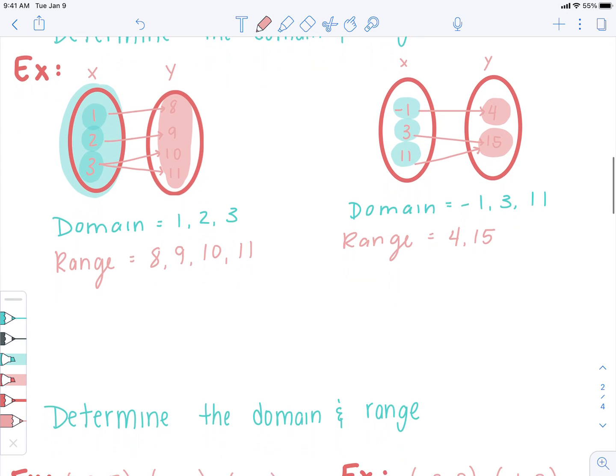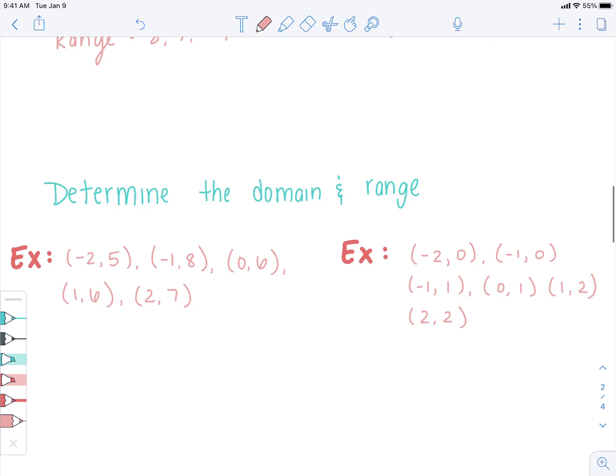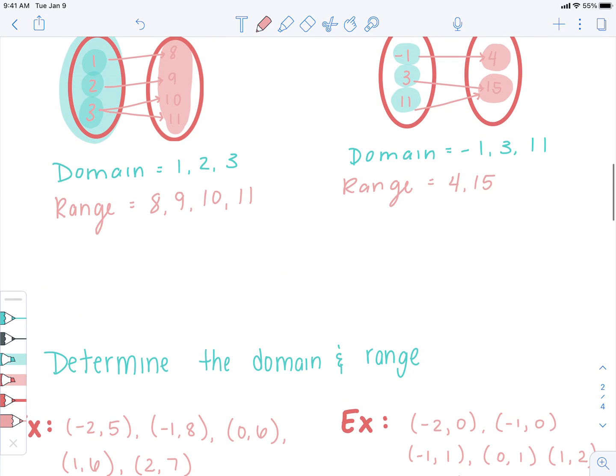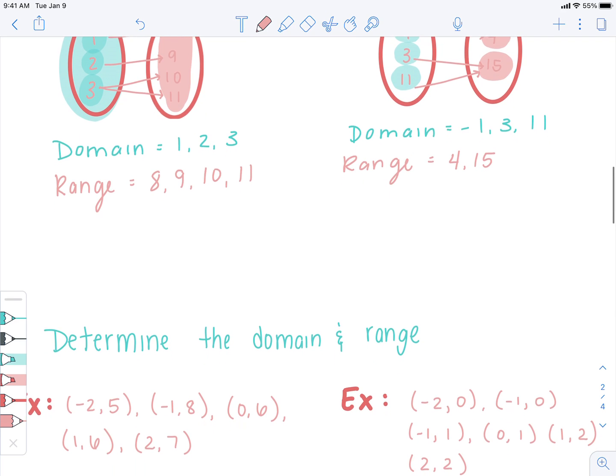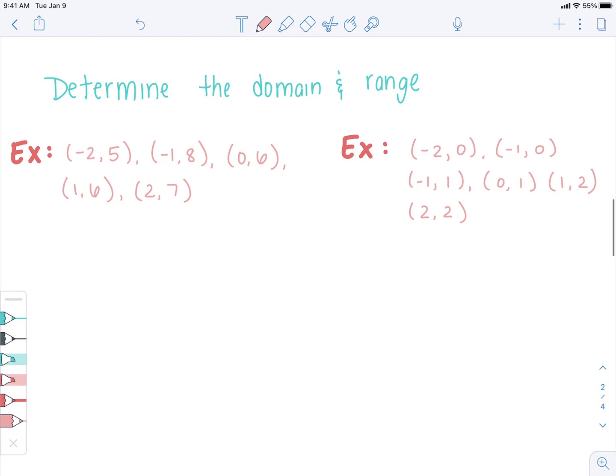So then we can also give you ordered pairs and ask you to pick out the domain and range. And it's still the same thing. You're still picking the x values and the y values and listing them out. So if I were going to find the domain for the first example, I've got -2, 5, -1, 8, 0, 6, 1, 6, and 2, 7.